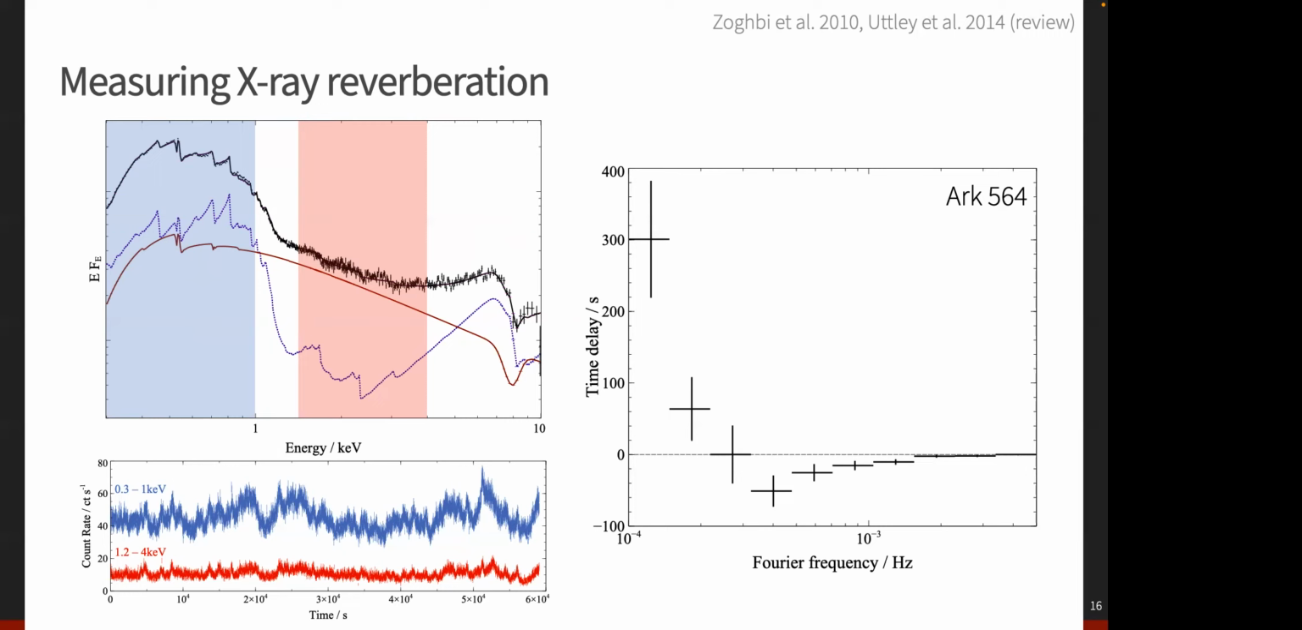But if we know the spectral model, if we can fit a model to the spectrum and we know what the contribution is at each band, then we can model all of this simultaneously, and we can actually account for that when we do the measurement of the corona.